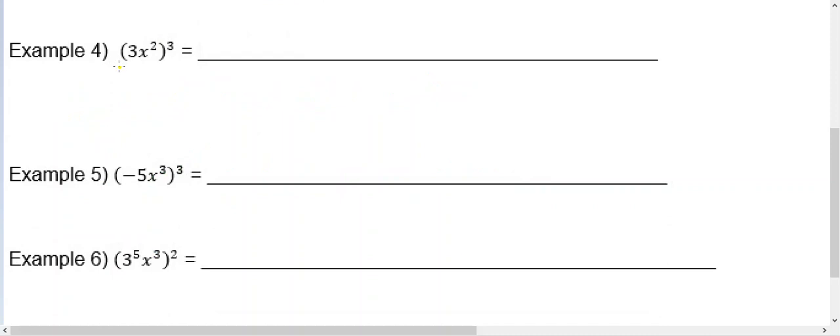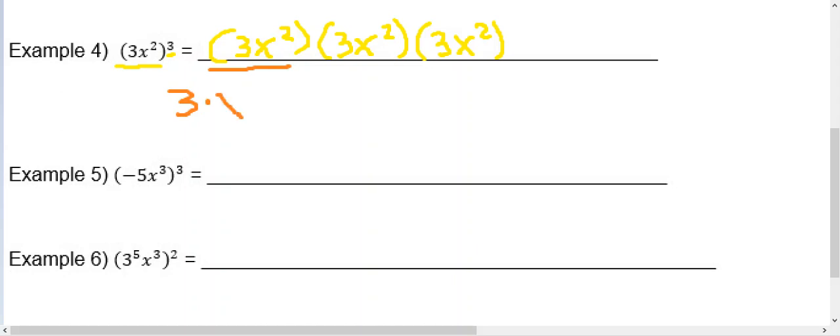Alright, in example number 4, we have 3x squared in parentheses raised to the 3rd power. So that means that 3x squared is going to show up 3 times. So we have 3x squared once, 3x squared twice, 3x squared 3 times. And we know that 3x squared, we can expand it out, means 3 times x, because x squared means x times x. And then we also have that again, 3x squared, so 3 times x. And we have it one more time, 3 times x.